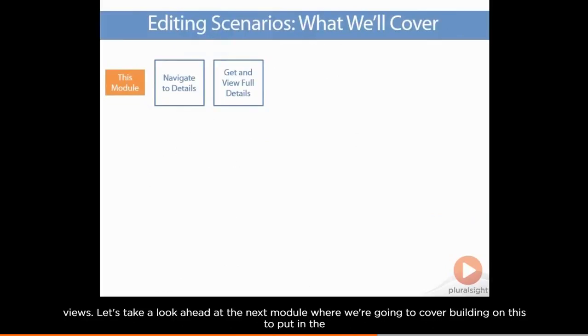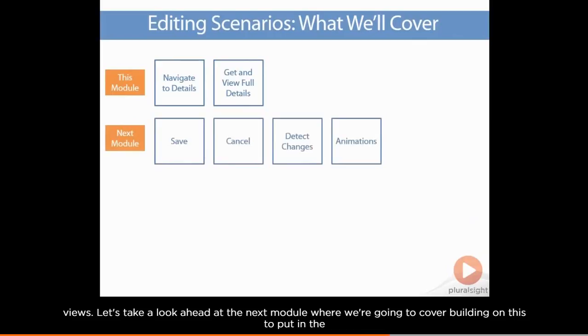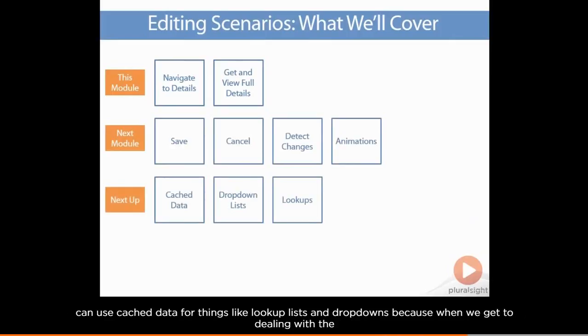Let's take a look ahead at the next module where we're going to cover building on this to put in the save and the cancel, taking advantage of the repository pattern and Breeze, and also add in change detection and some animations for visual cues for change tracking. And then after that, we're going to cover how you can use cached data for things like lookup lists and dropdowns, because we'll get to dealing with the sessions that have dropdowns and related data.